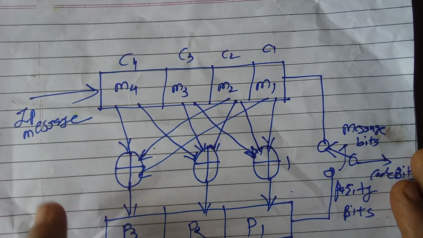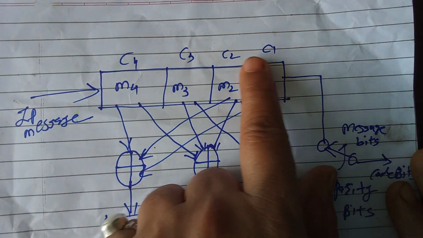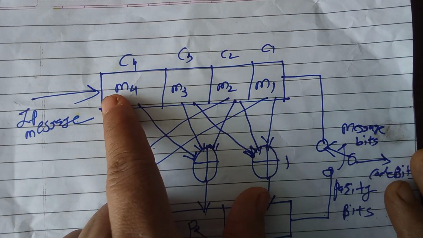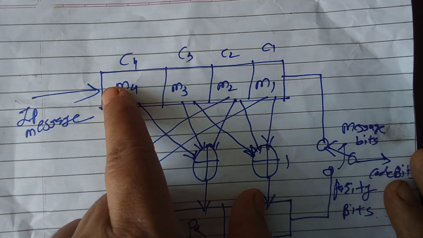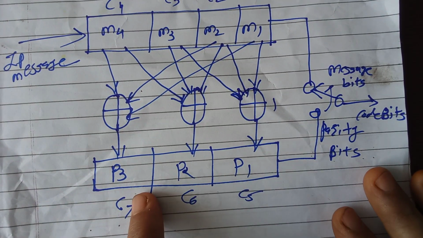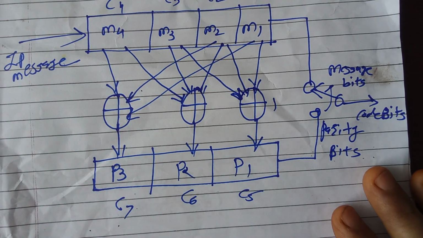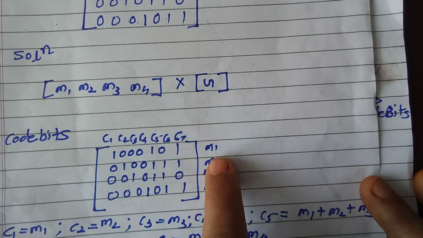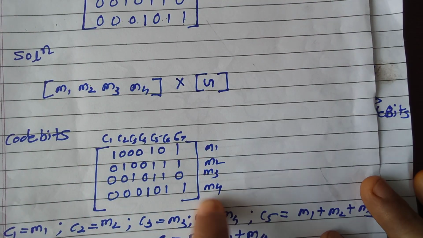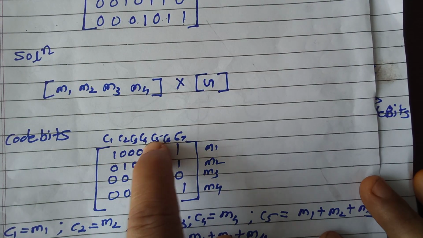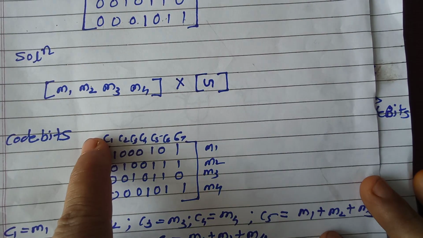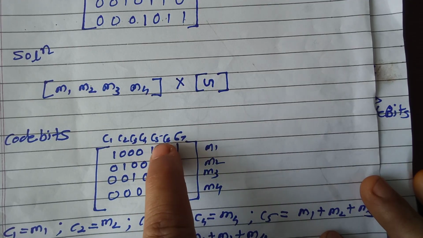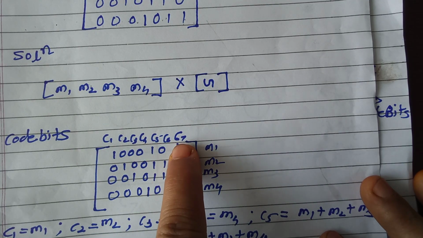In this structure, first there are 4 blocks for message bits, M1, M2, M3, M4. After that, how many parity bits are there? 3 parity bits, P1, P2, P3. Because the message bits are 4, these message bits appear first as C1 to C4 of the code bits, and after that there are 3 parity bits, that is C5, C6, C7.